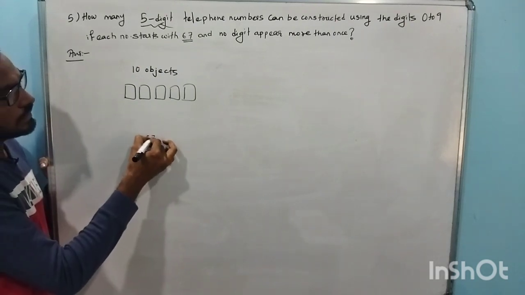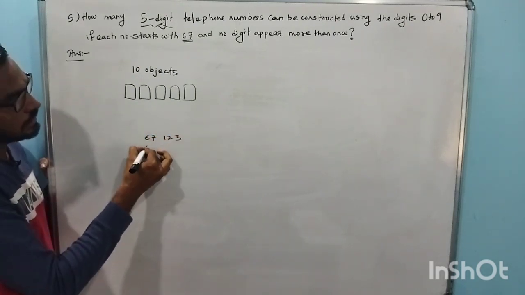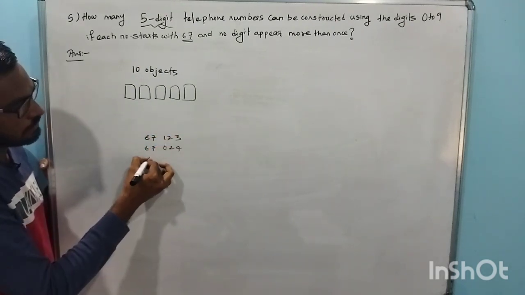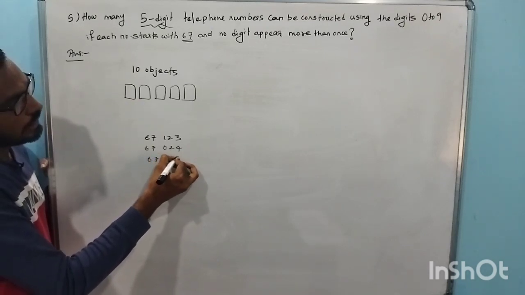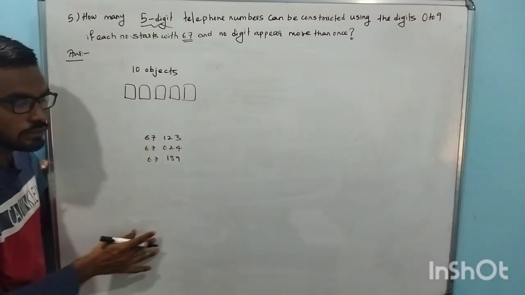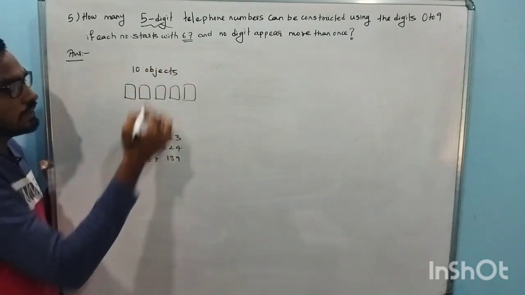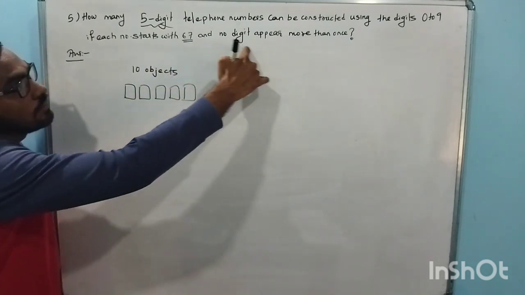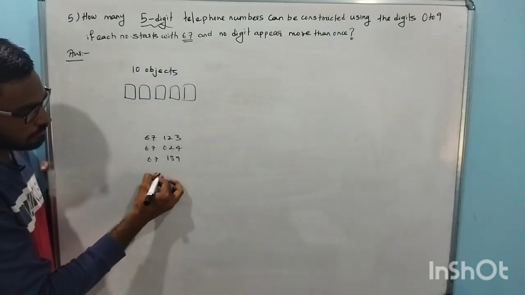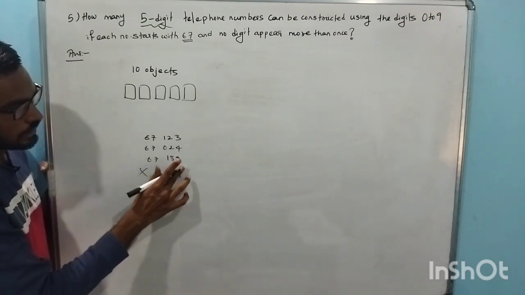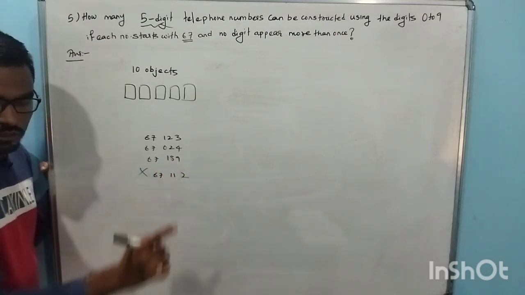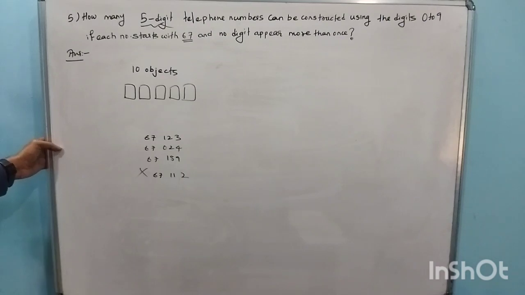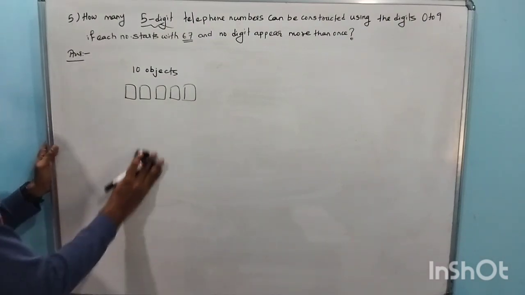For example, it must be like 6, 7, 1, 2, 3 or 6, 7, 0, 2, 4 or 6, 7, 1, 8, 9, like this. It should start with 6, 7 and no digit appears more than once. That means we can't take like 1, 1, 1, or 1, 1, 2. No digit can appear more than once. So how many possible ways are there?